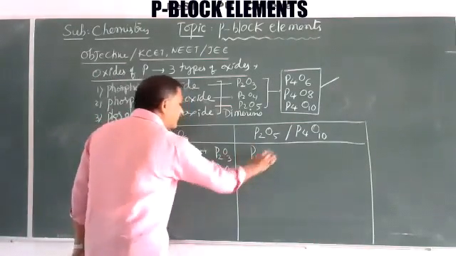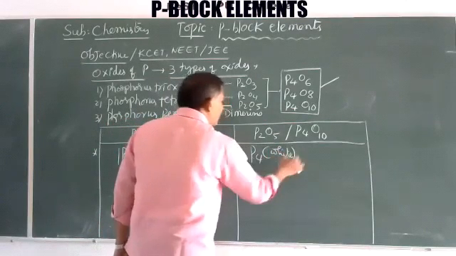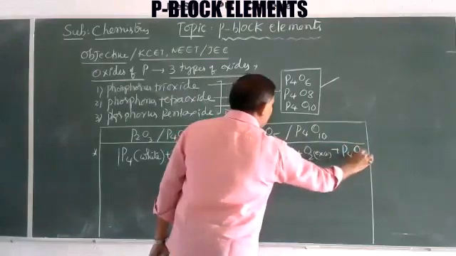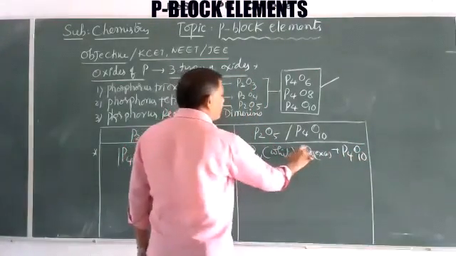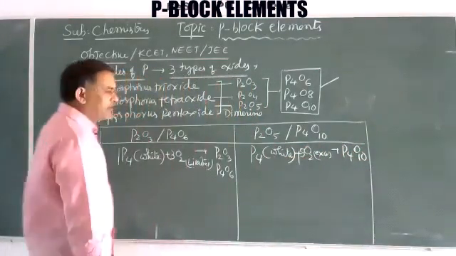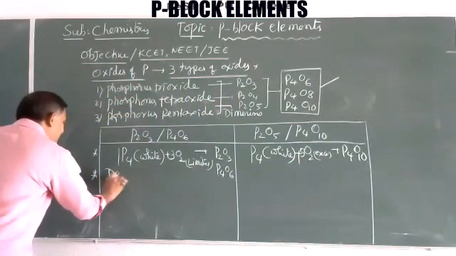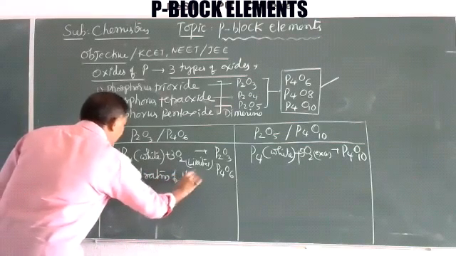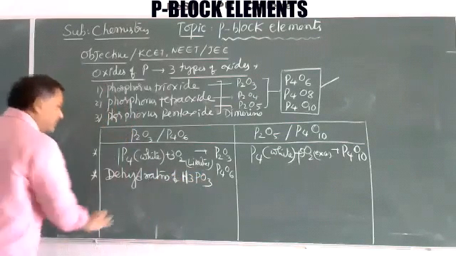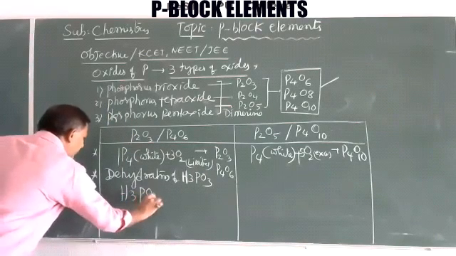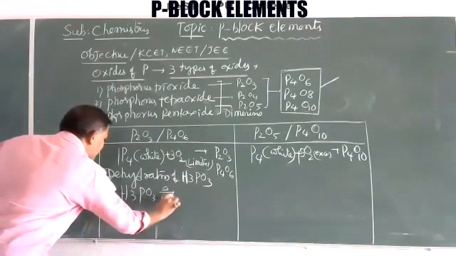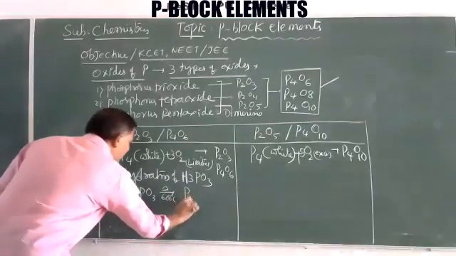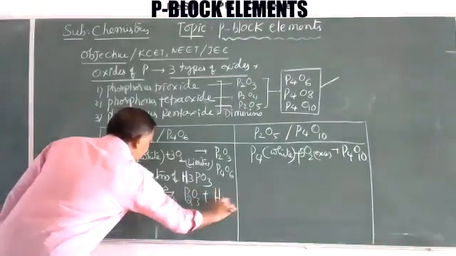If it is white phosphorus reacting with excess oxygen, we'll get P4O10. Here take 5 moles. Then the second one is dehydration of H3PO3. H3PO3 on heating to nearly 600 degrees Celsius gives 2 moles, if you take it like that, of P2O3 plus water.